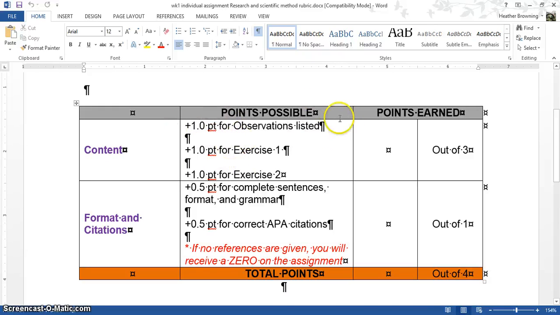Now, content, it's pretty much just going to be equally divided for most of the labs. So having your observations is a point. Exercise 1 is going to be a point. Exercise 2, if you get something wrong, it's probably going to be about 1/10 of a point off for whatever you get wrong. Unless if you skip something completely, that will bother me more and you'll get slightly more off.